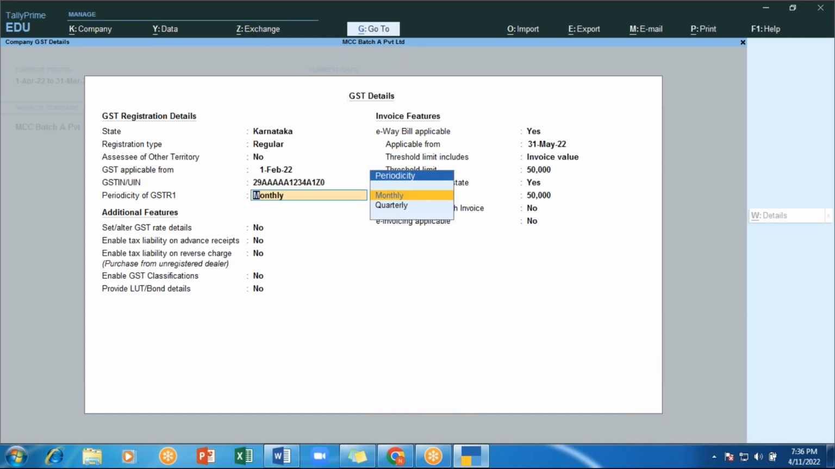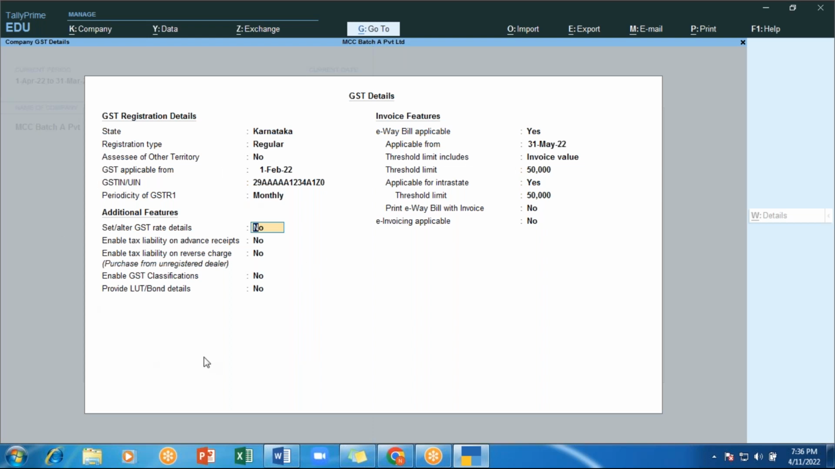Then I'll press enter now. Now, periodicity of GST returns. How am I going to pay the tax? Monthly, or quarterly? Since I'm a regular dealer, I'll pay a monthly return. Monthly I'll pay. So here I have additional features to define the tax rate.